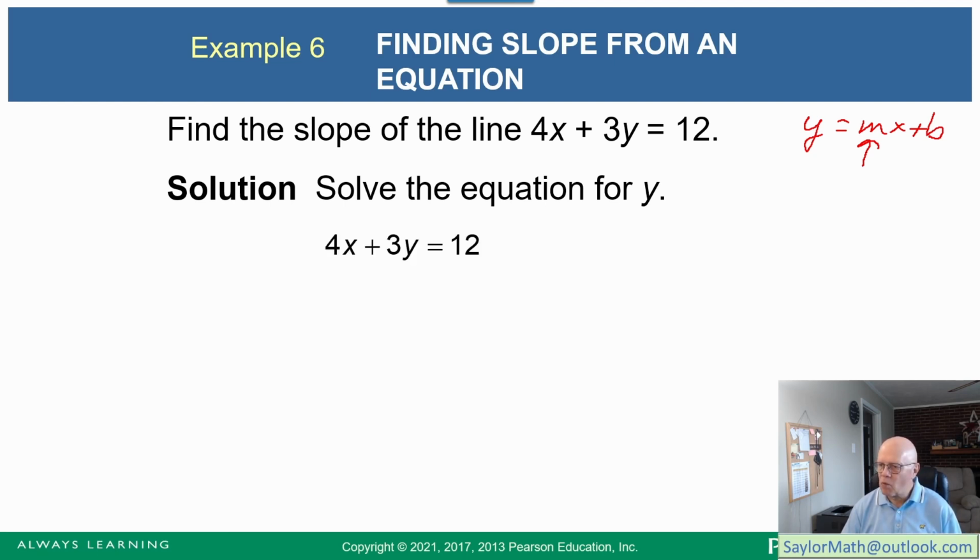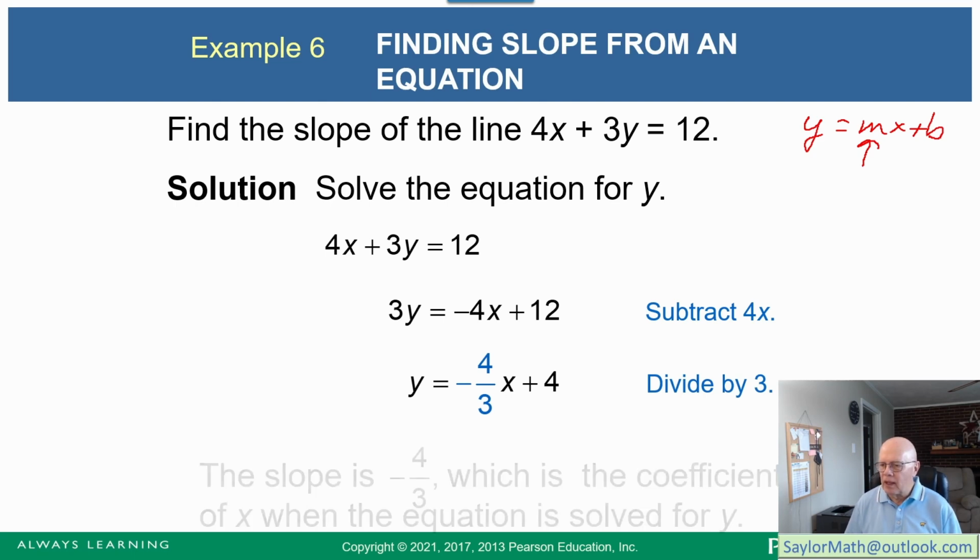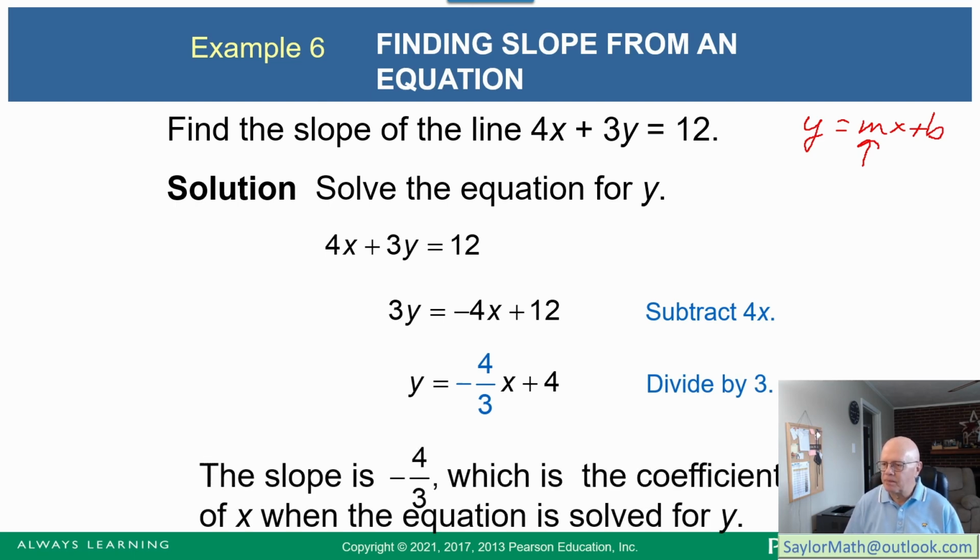So, solve it for y. Get rid of those x's. We're closer. Divide by 3 to get 1y. Put in slope-intercept form, and there's the slope. Now remember what I just said. The slope of -4/3, I'm missing something here.